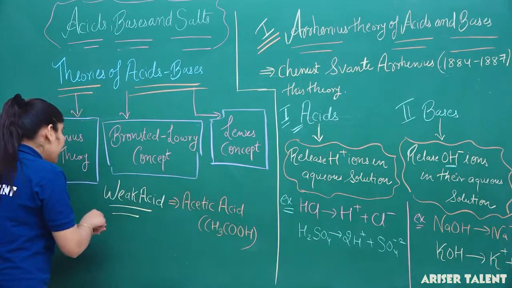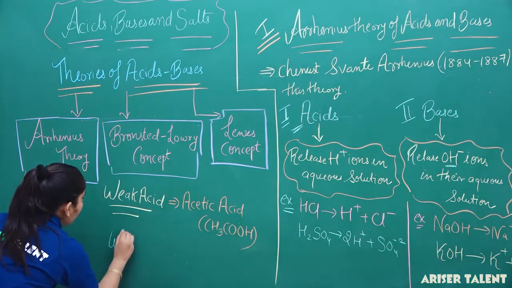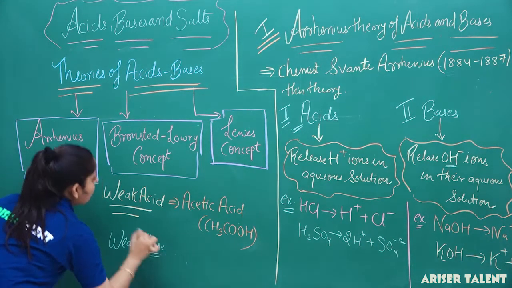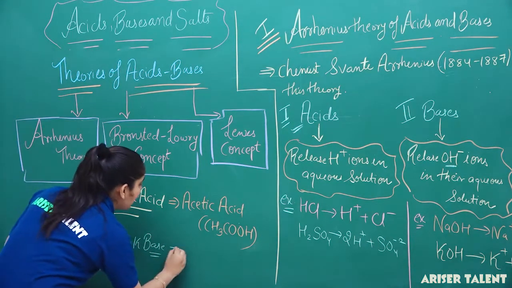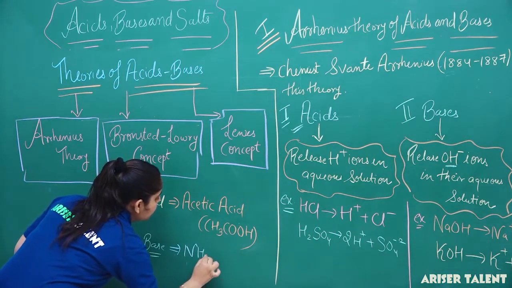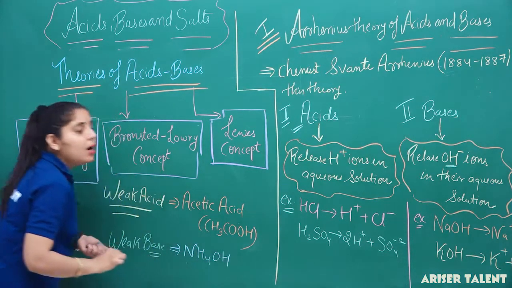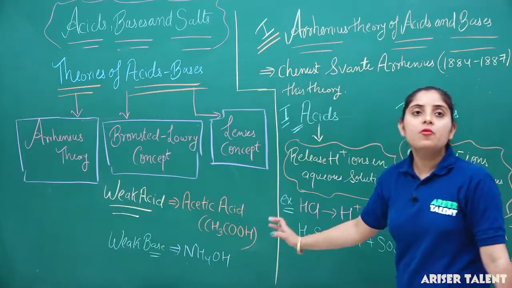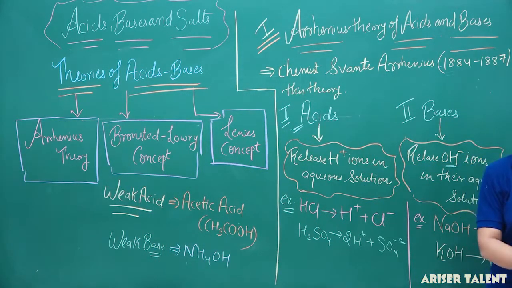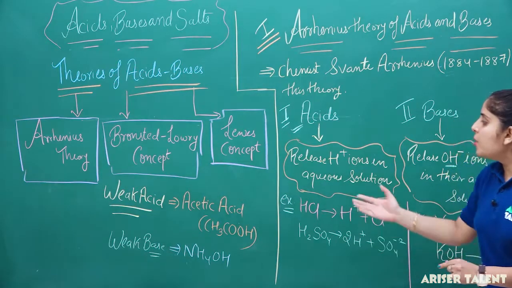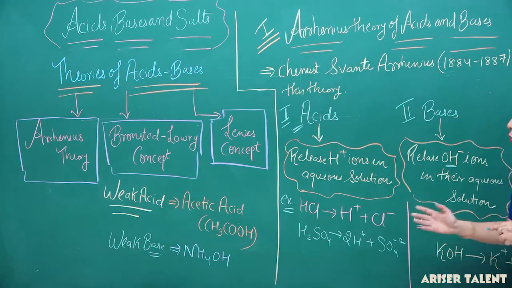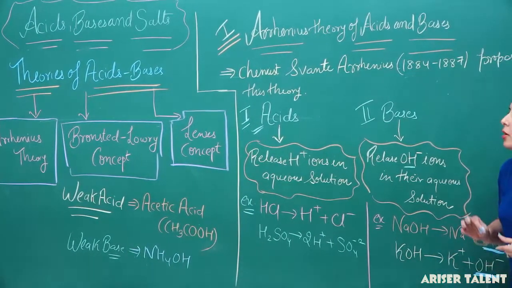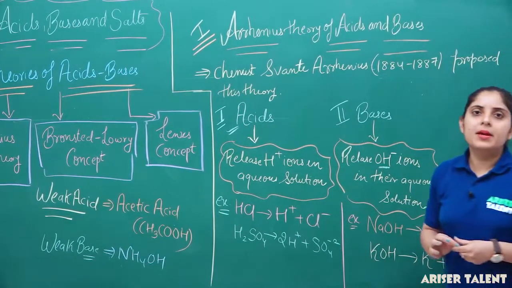Now we have another example for the weak base. For the weak base, we have a general example, that is NH4OH, which is basically ammonium hydroxide. So a question of 1 mark will be formed from here, that give an example of strong acid and give an example of weak base or weak acid, or any of the question can arise from here. So this will be a 1 mark question. If you want to copy it, please copy it from here.